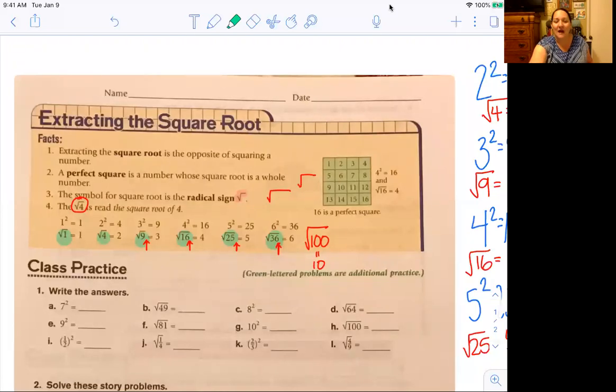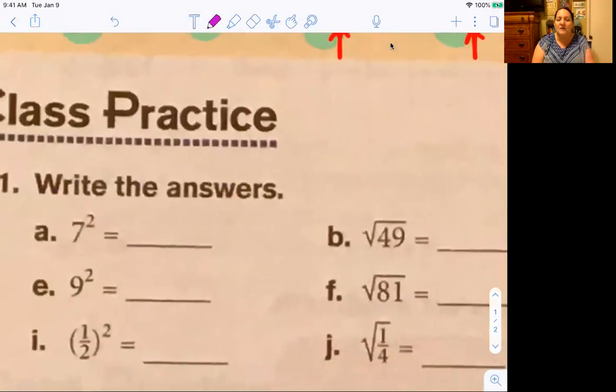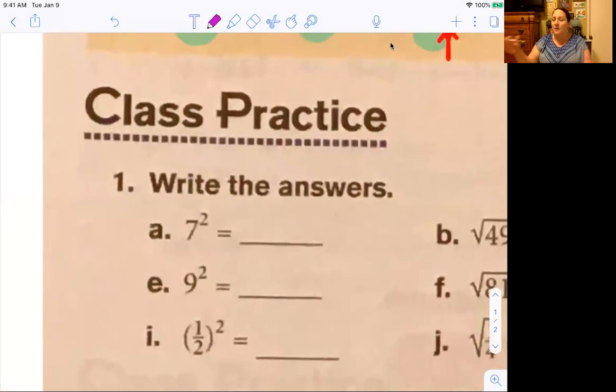So let's go ahead and look at number 1. The directions for number 1 say write the answers, okay? I think we're totally capable of doing that. Number 1, I'm gonna go down so that way we can just move over little by little. So number 1A says 7 squared. What do you think 7 squared is? Is it 7 times 2 or is it 7 times 7? It's 7 times 7, so it is 49.